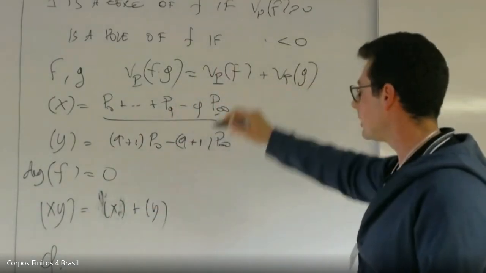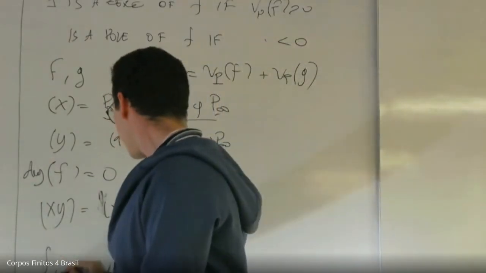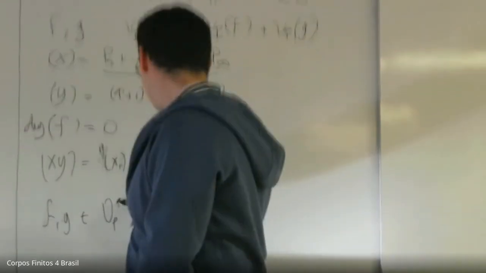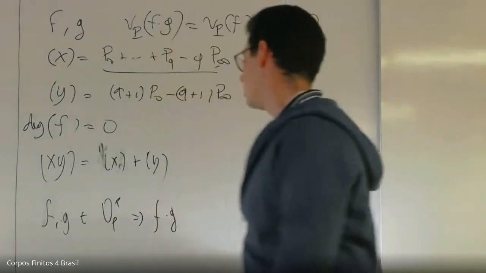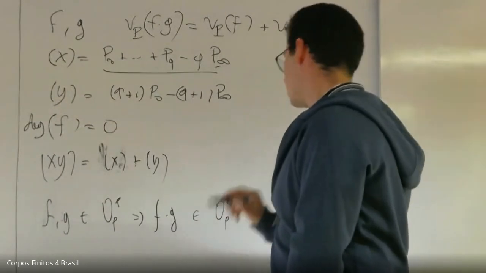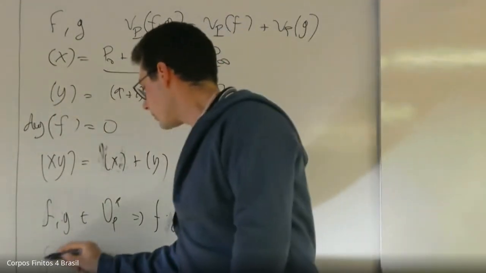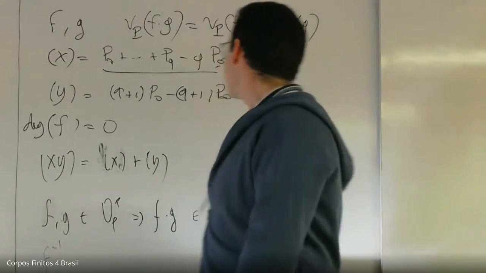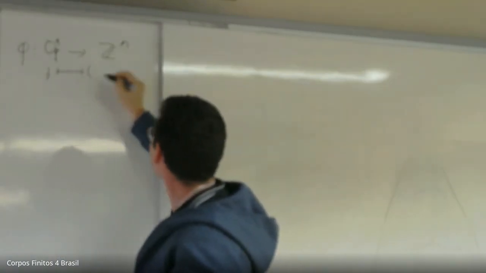So it's easy also to see that if I take f, g in this OP star, then f times g is in OP star. And also the inverse is well behaved. So in particular, if I consider this phi from OP star to, say, Z to the n, which sends a function f to its invariants, where this n is to be determined, this n here.